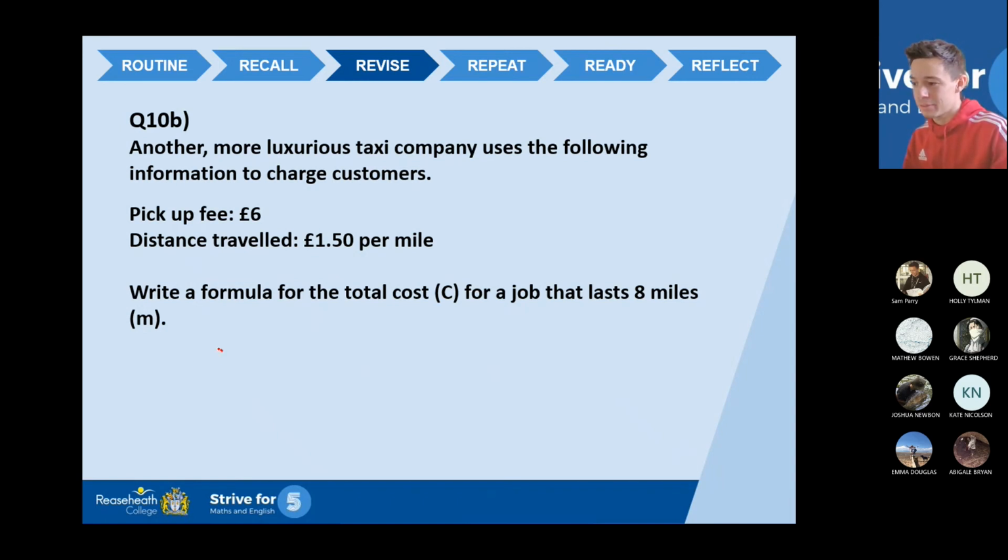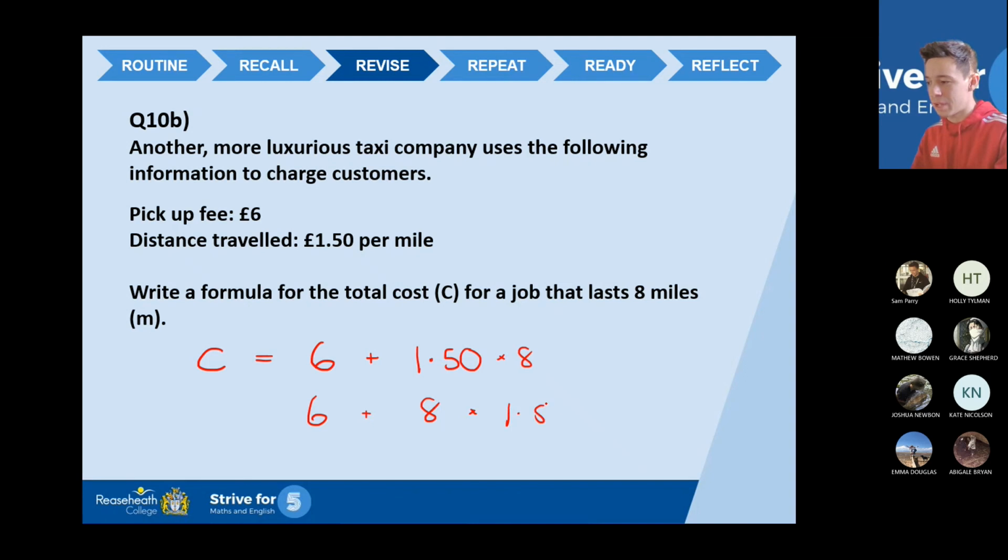So, see, the total cost equals, well, the pickup fee, no matter what, is £6. So it's going to be £6 plus the cost per mile, okay? Which was £1.50. And then there's 8 lots of that. So it's going to be £1.50 times by 8. That would be a total cost, wouldn't it? 6 plus £1.50 times 8, or 6 plus 8 times £1.50, something along those lines.